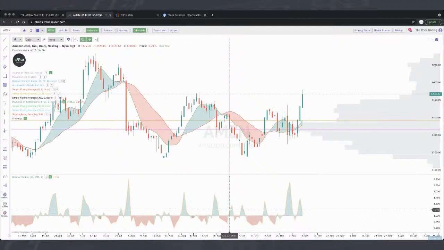Okay, whenever stocks are running up, you need good relative volume to confirm that run.